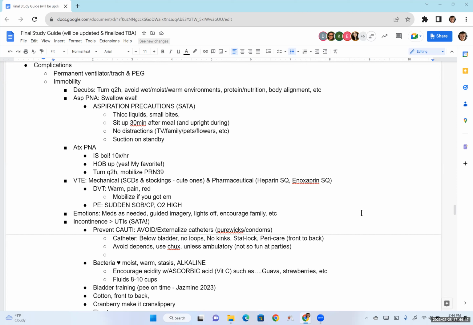I feel like we're missing something. How else to prevent a UTI? No douching. It's not going to be the Alzheimer's disease primary concern, but no harsh soaps. Yeah. What else? Yeah, avoid Foley catheters, right? Avoiding indwelling catheters is preferred. Use an external catheter.